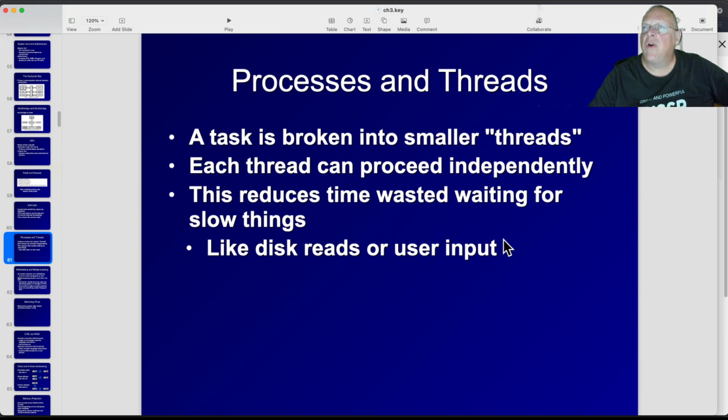So one huge problem in computing is you have a fast processor, but you have many slow devices, like the hard drive and the user typing on the keyboard and the network card. And you really don't want that fast processor to be just waiting for some slow thing to respond if you can avoid it. You'd like the things that can move forward to keep moving forward.